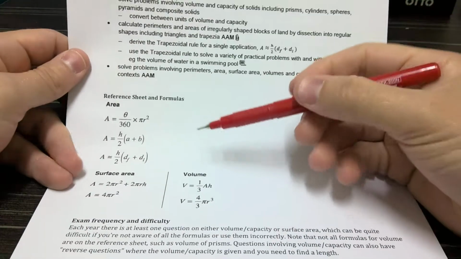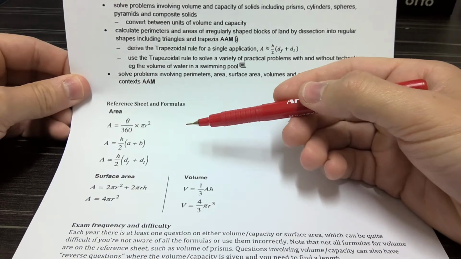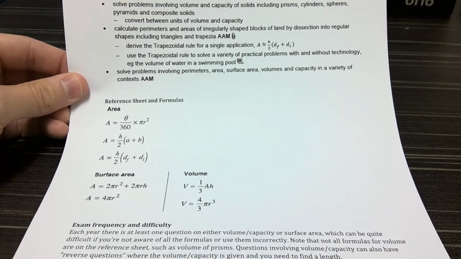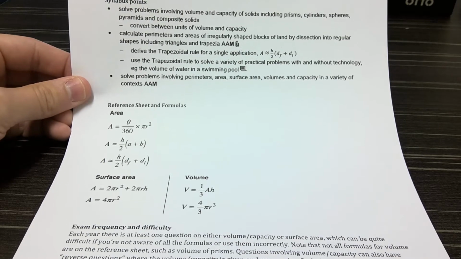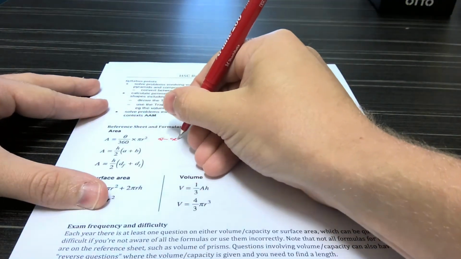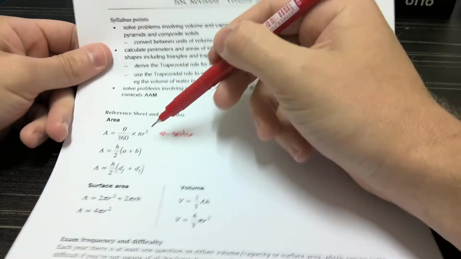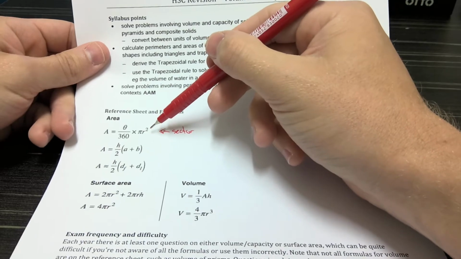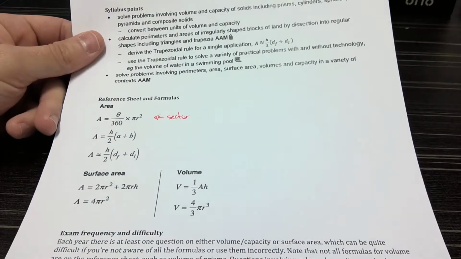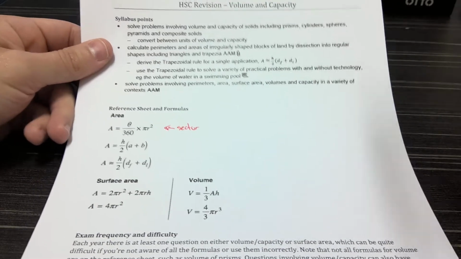So reference sheet and formulas. This is where a lot of formulas are given to you. So let's just quickly go over them. And remember, on the reference sheet, it only tells you the formula. It doesn't tell you what the formula is for. So this is a formula for a sector. We know this because you see the pi r squared and you think, okay, well, that's obviously area of a circle. And then this theta over 360 is like the fraction of the circle that makes that sector. Theta being the angle that's in the middle.